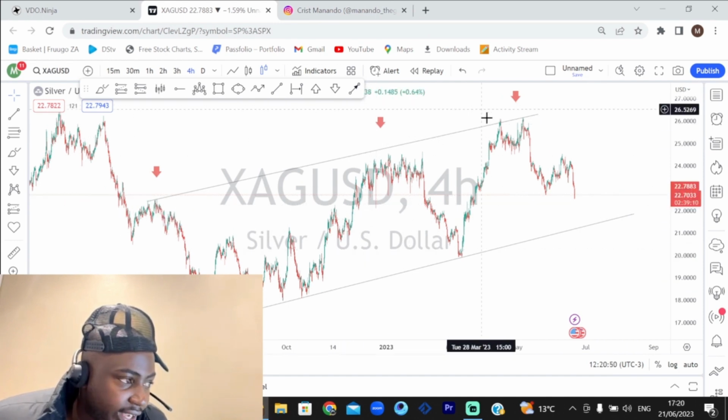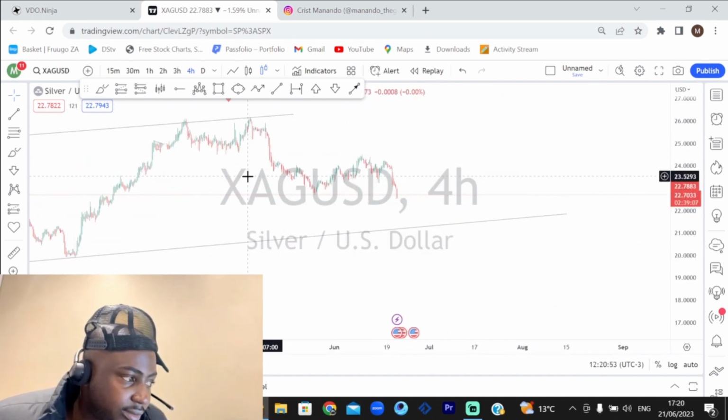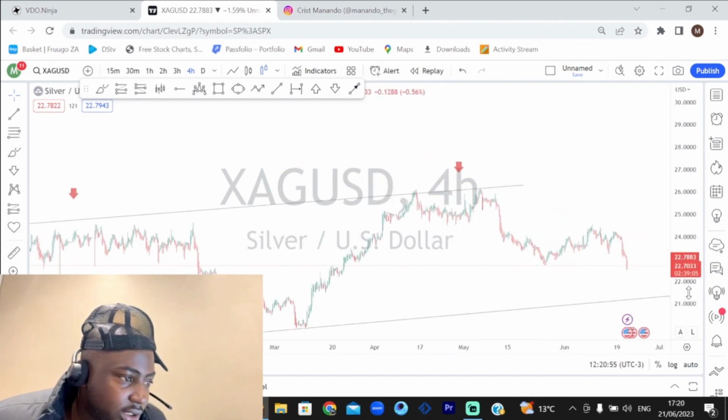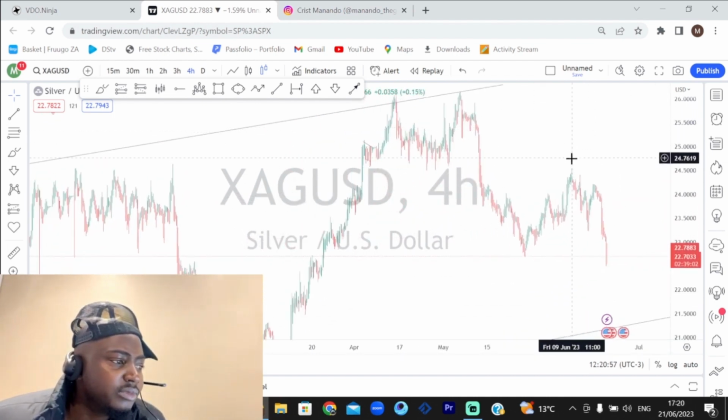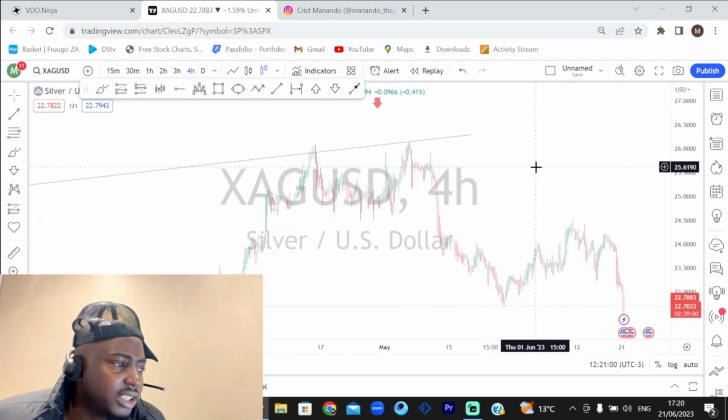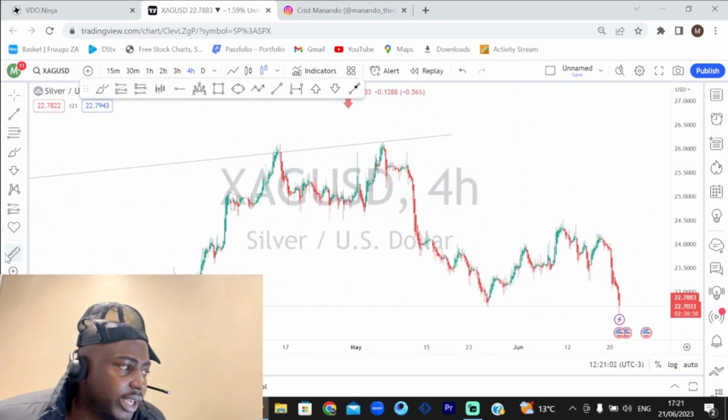So we already have 3 touches, right? So we're going to jump straight to the third touch. And the first thing that you notice is we had a double top right here.